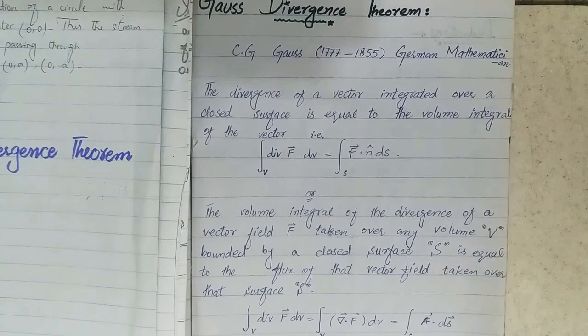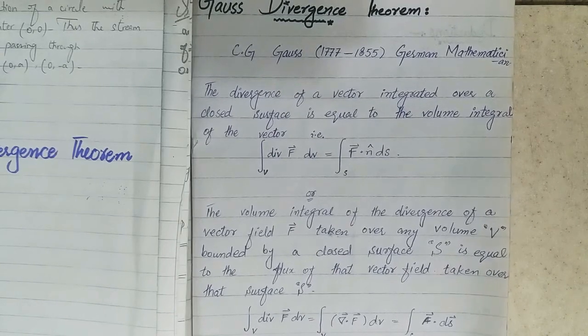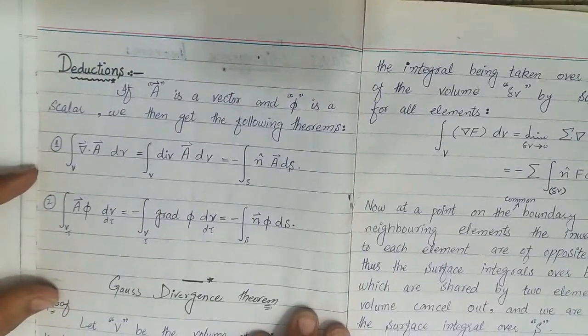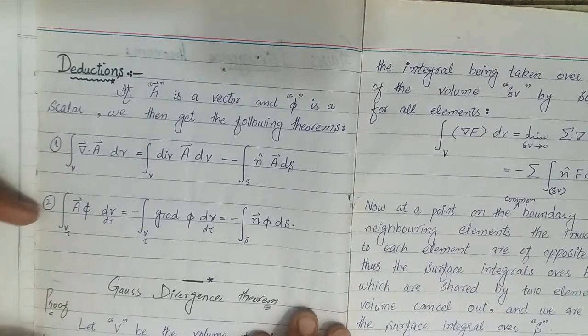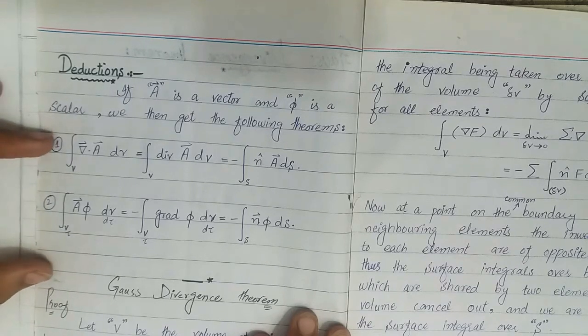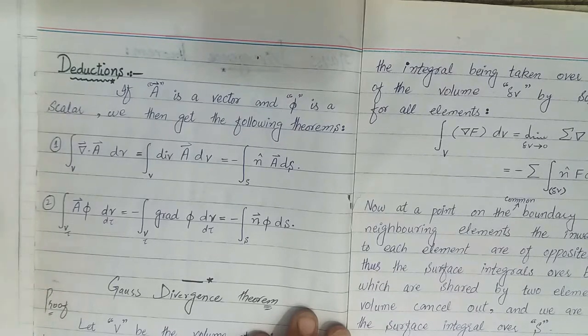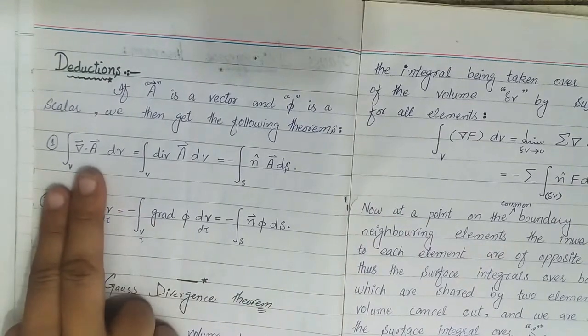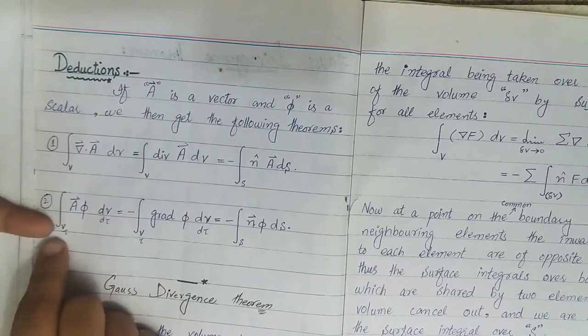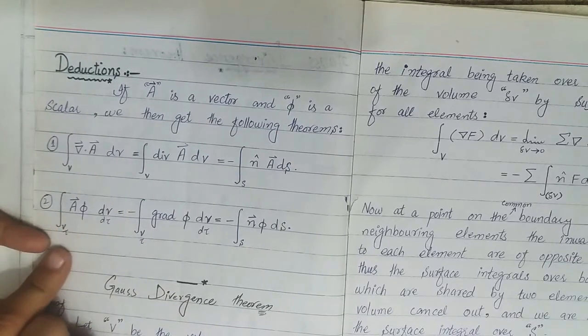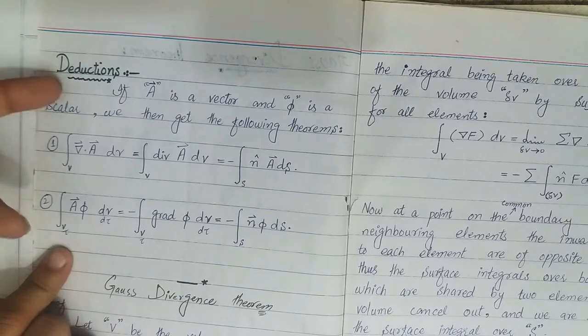Firstly, we will discuss two deductions for Gauss's divergence theorem, and then we will prove it. The first deduction is for a vector field and the second deduction is for a scalar field. The first deduction is when we are talking about the vector A, and the second is when a scalar is also involved with the vector. This is a relation between two vectors, and this is a relation between one vector and one scalar, because we have discussed the gradient and divergence relation in the directional derivative.